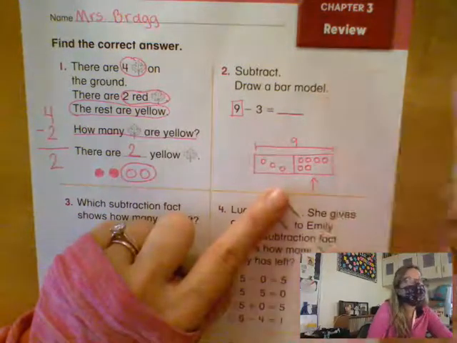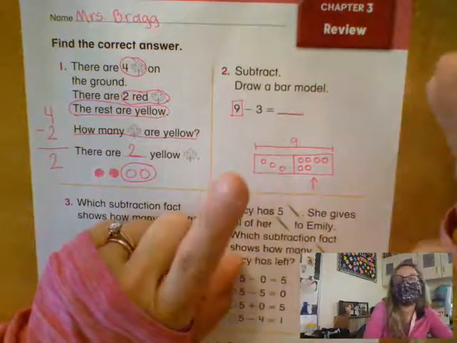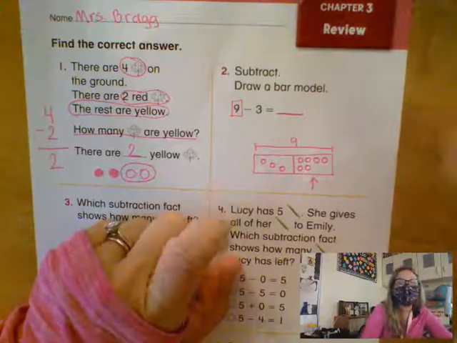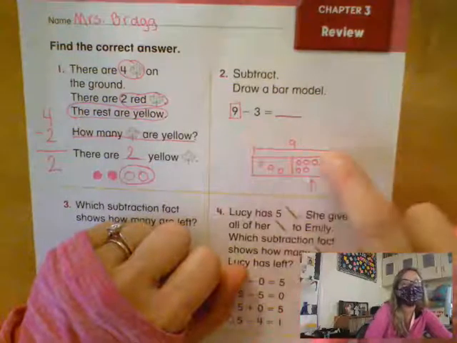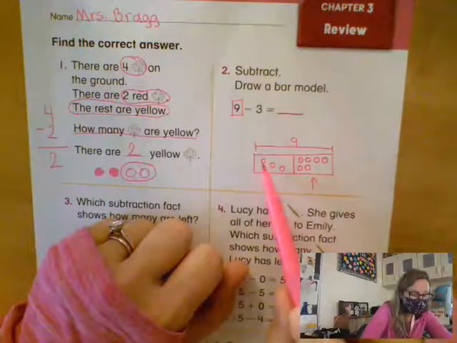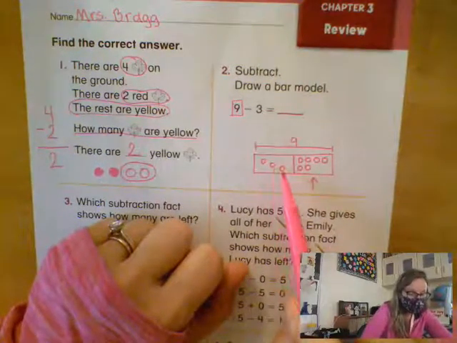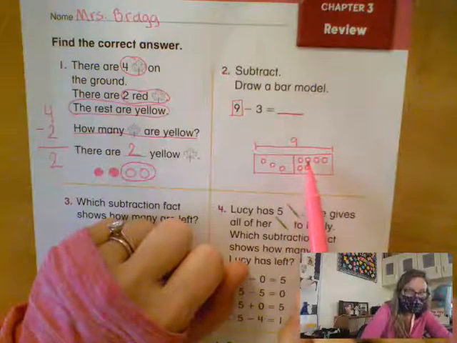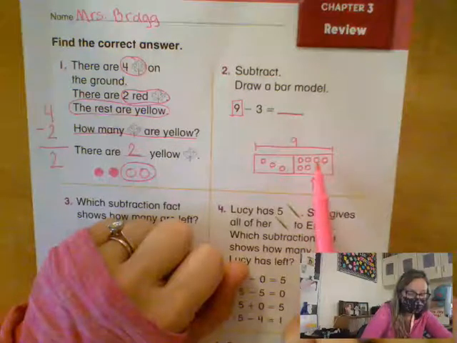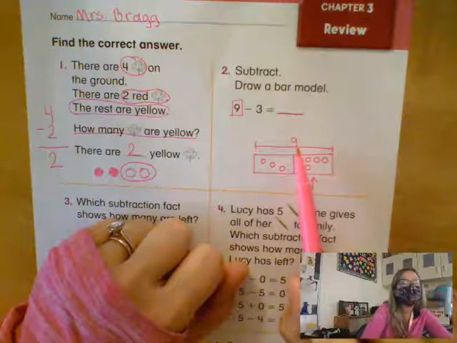Now I stop. Just to make sure that we did our work correctly, let's count. Everyone count with me, and let's make sure there's 9 all together. Here we go. 1, 2, 3, 4, 5, 6, 7, 8, 9. So I have my total, 9.